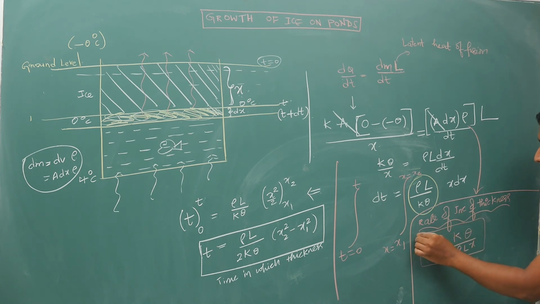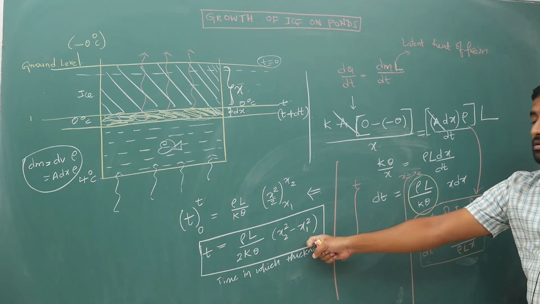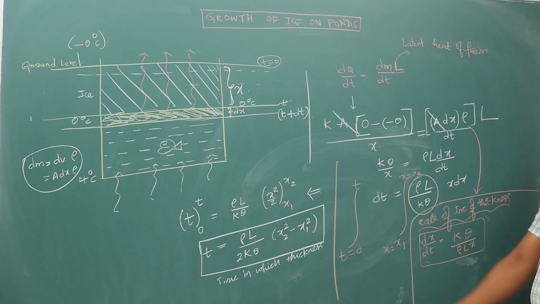Based on this there will be simple questions. I will tell you what those are. Copy this stuff down. This expression is important. You have to remember this. Your time is directly proportional to x2 square minus x1 square.